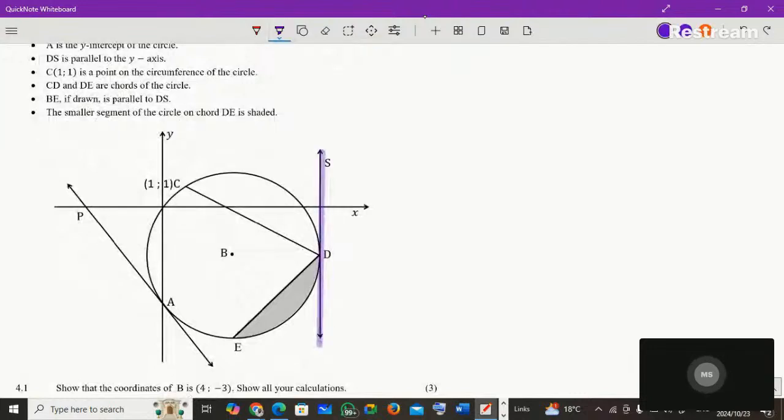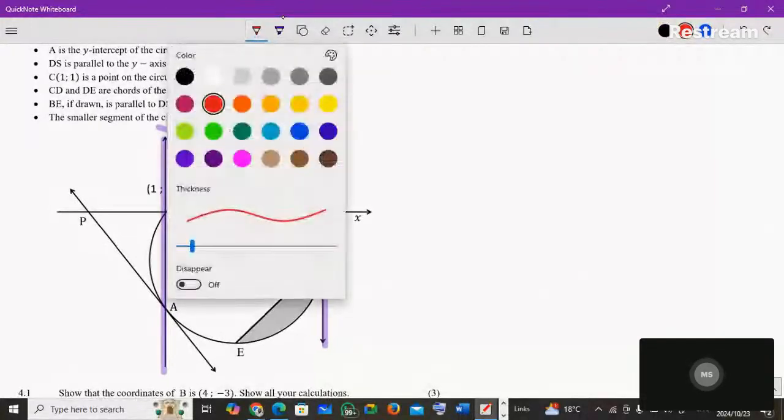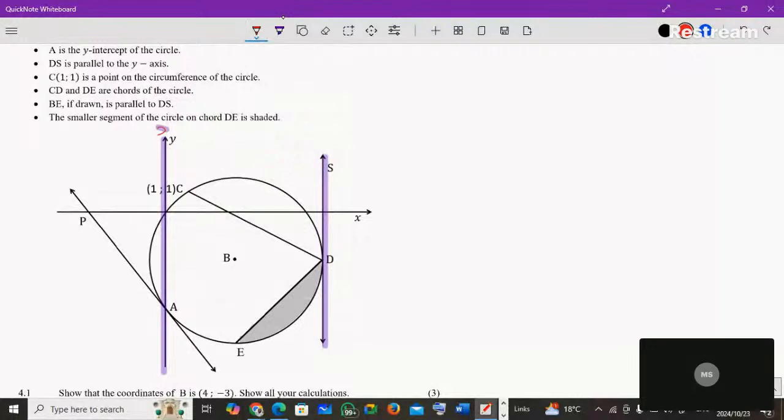If DS is parallel to the y-axis, the y-axis is a vertical line. Remember, x is equal to 0, in other words. So this line will have an equation of x is equal to something. Okay, let's leave it there and move on.